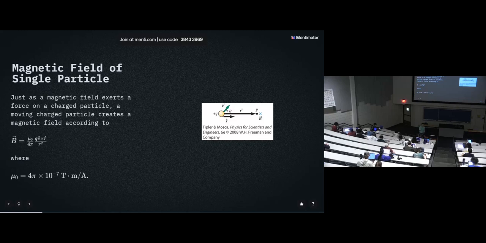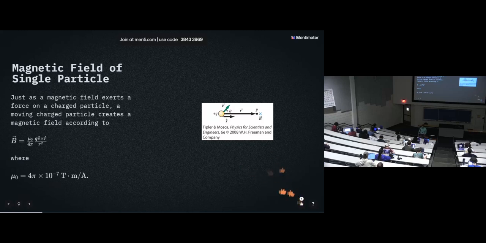So let's unpack that a little bit. Mu naught is known as the magnetic permeability of free space, which is defined as 4 pi times 10 to the minus 7 tesla meters per amp. Q is the charge of the moving charged particle. So if it's a proton, it would be plus e. If it's an electron, it would be minus e. If it's anything else, you'd have to be given what the charge of that carrier is.